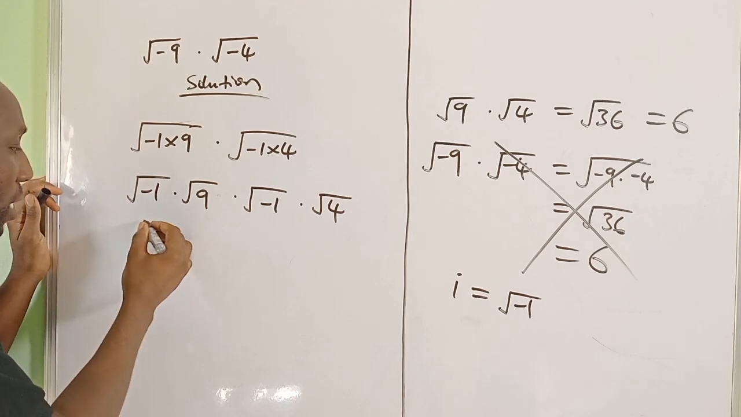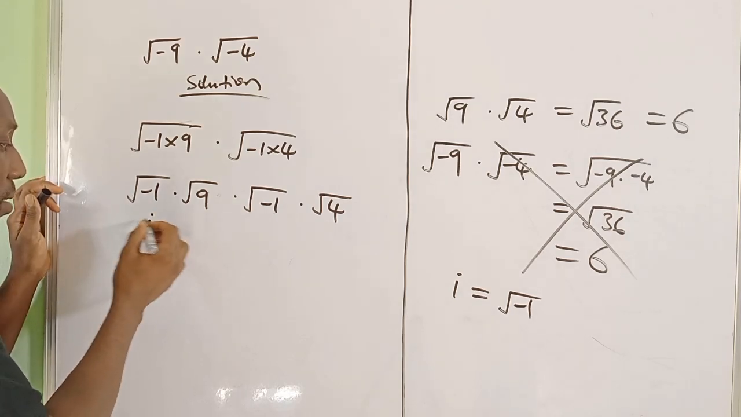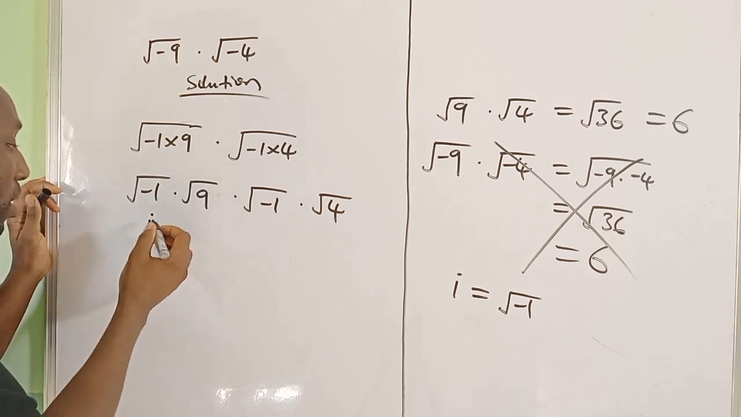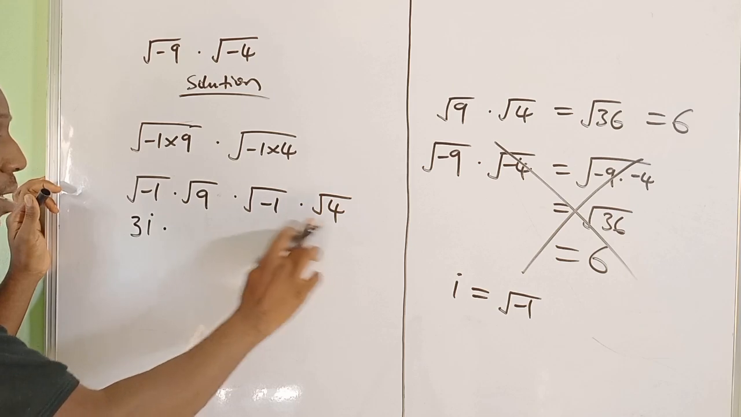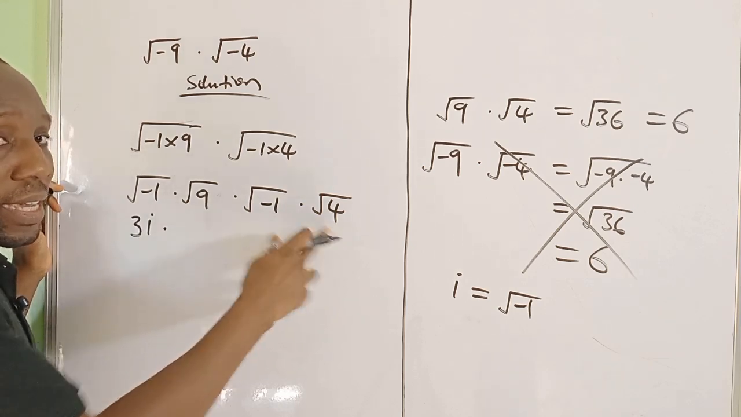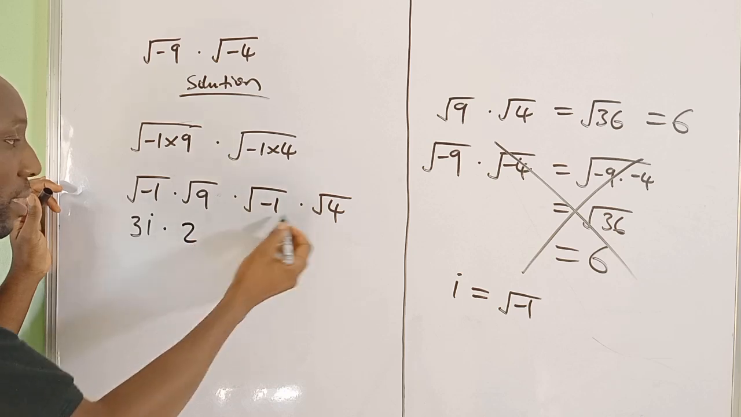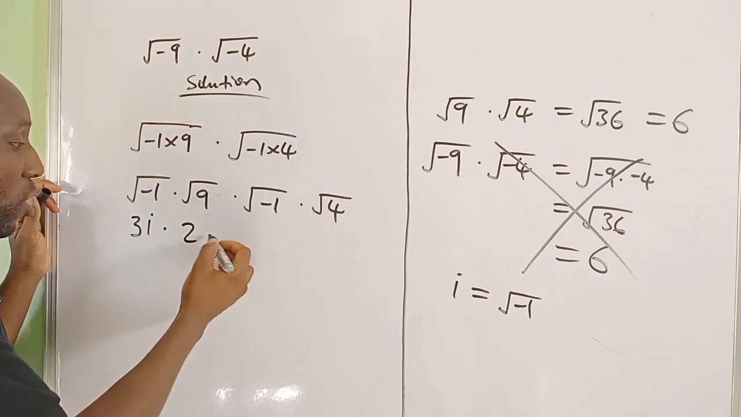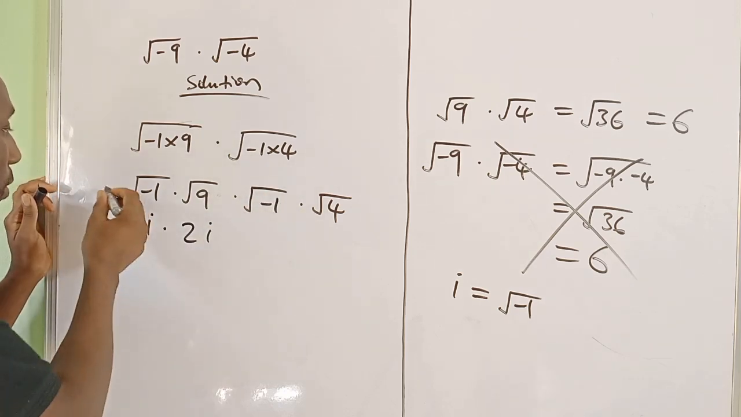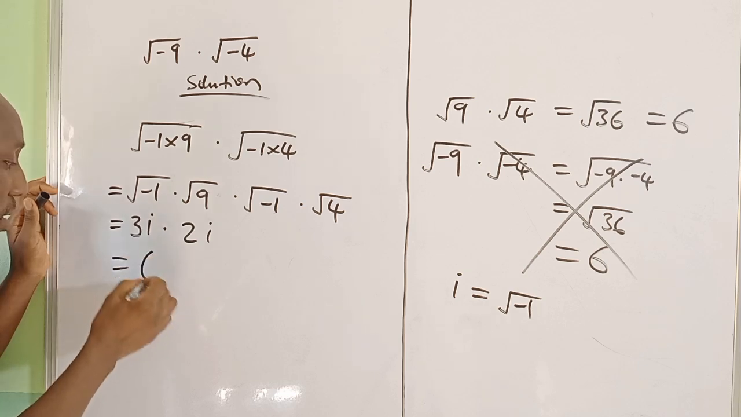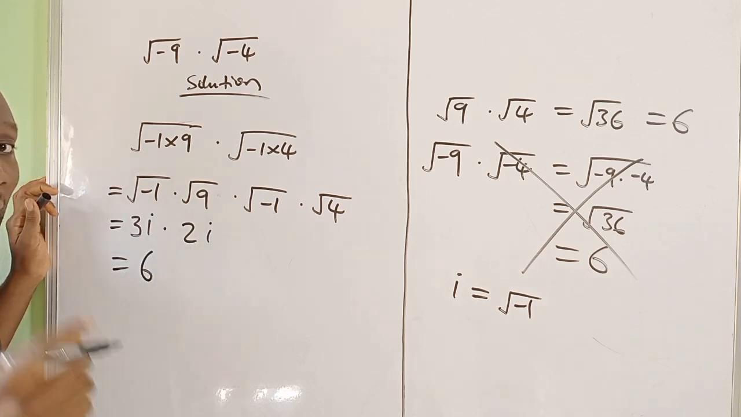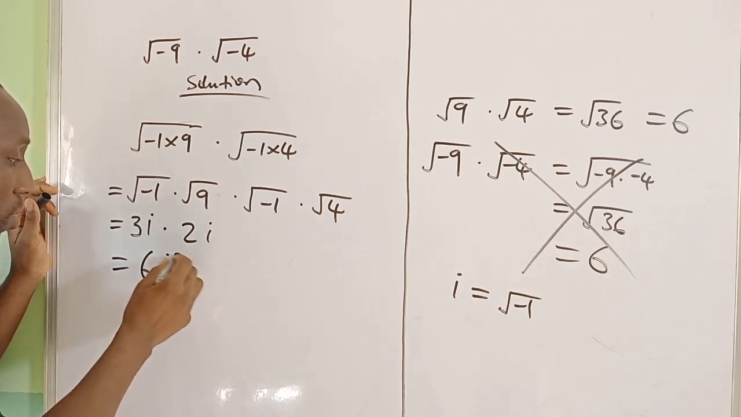So this is going to be what? i times the square root of 9, which is 3. So that's 3i. Then times, what about this one? The square root of 4 is 2. That's 2. And then the square root of minus 1 is what? i. So moving it further, 3 times 2 is what? 6. i times i is what? i squared. That's i squared.